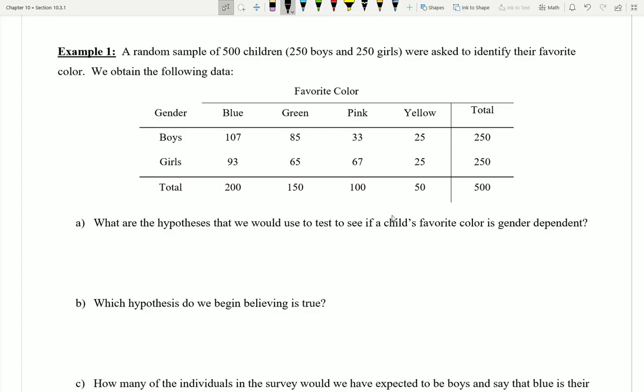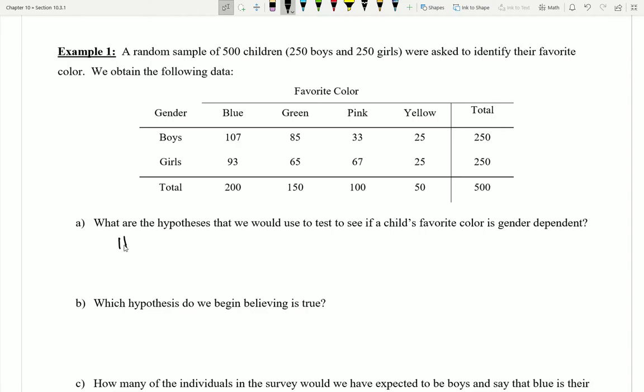Is it maybe more likely that boys select certain colors as their favorites? Is it more likely that girls select certain colors as their favorites? I don't know. I might have a hunch, but I want to see if the evidence would actually lead me to believe one over the other.